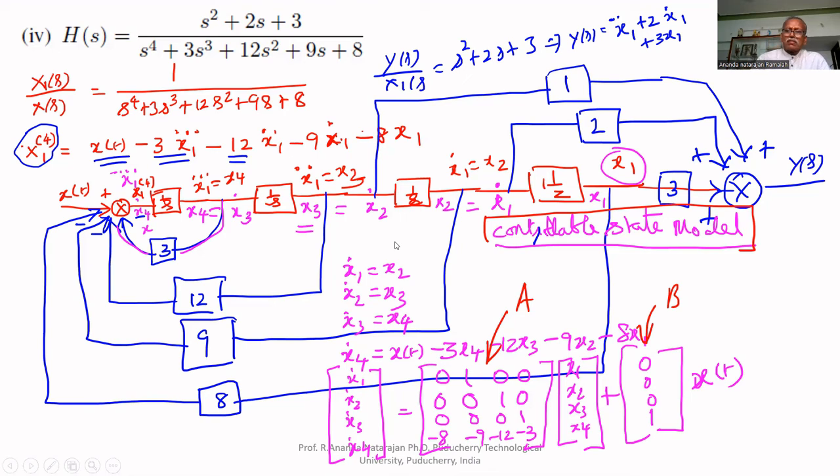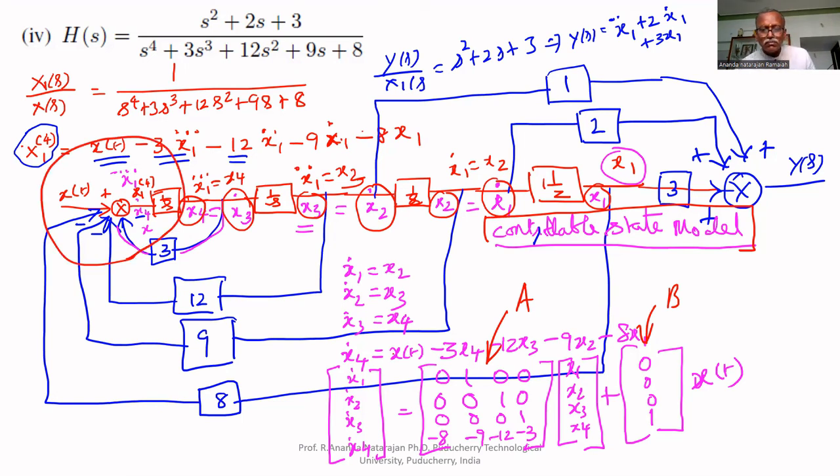Sometimes the examiner may ask you to find the controllable state model instead of the realization. In that case, you have to physically realize first, then name the states like this. The final output is x1, so before the integration it must be x1 dot, equal to x2. Before x2, it must be x2 dot, equal to x3. Before integration, x3 must be x3 dot, equal to x4. Before x4, it must be x4 dot. But x4 dot is the sum of all these things. That's why we got this equation.